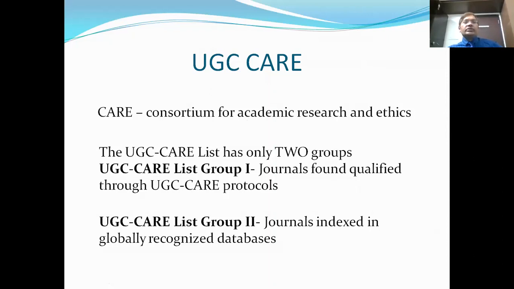The UGC list has two groups, that is UGC CARE list group 1 and UGC CARE list group 2. These are the two things you can notice. Journals found qualified through UGC CARE protocols are placed in group 1, and journals indexed in globally recognized databases are included in UGC CARE list group 2.